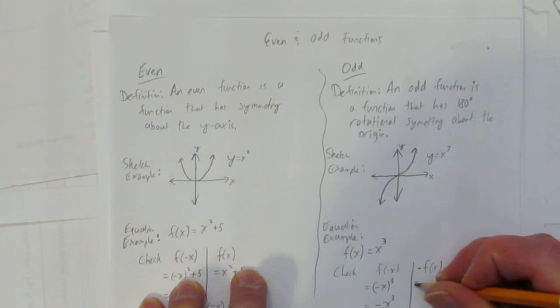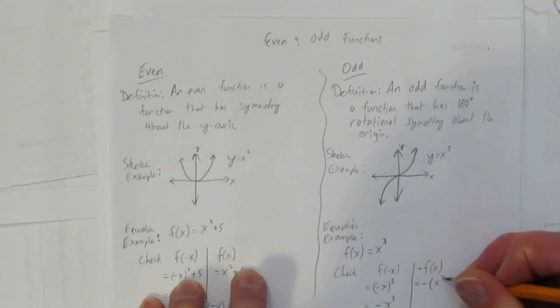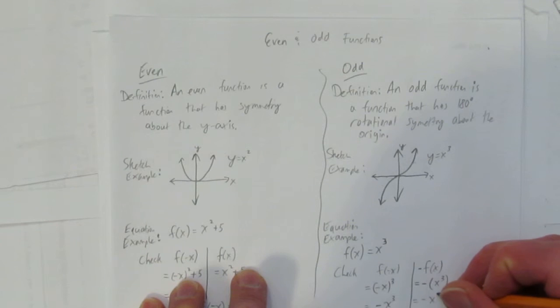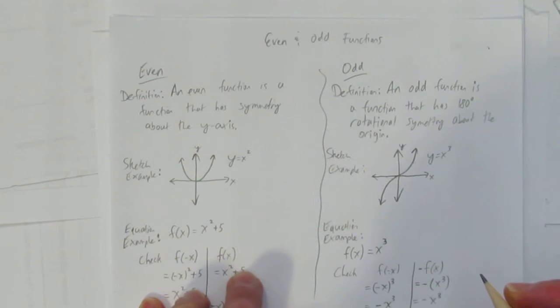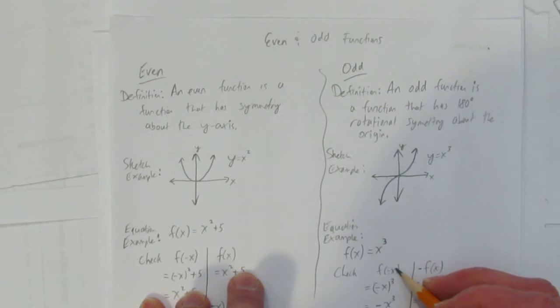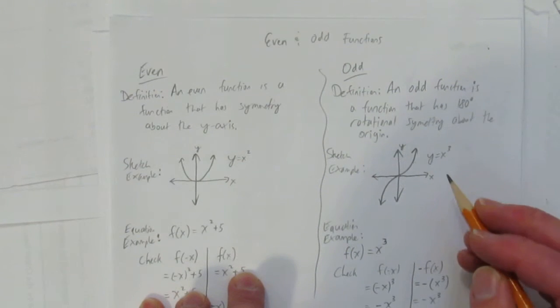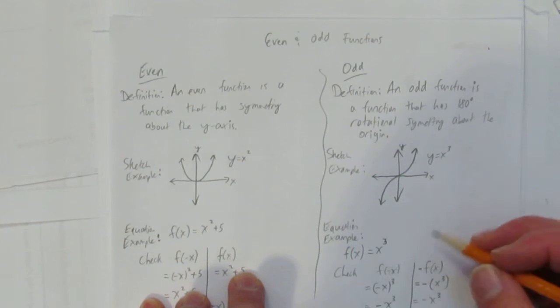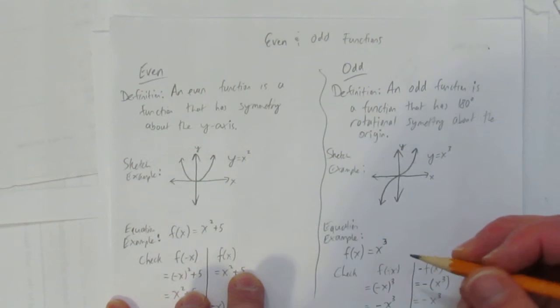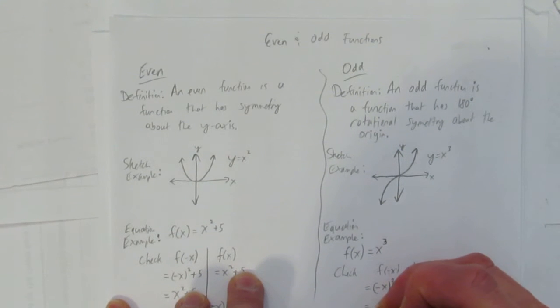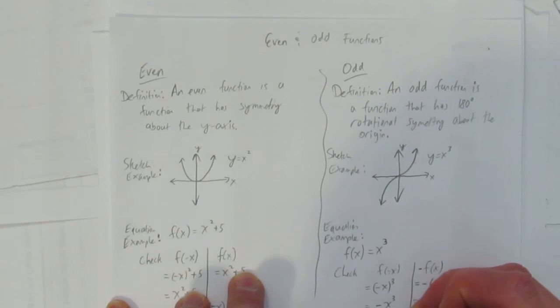On this side, we check what happens when you do negative f at x. You get negative f at x, which of course, when you have a negative times a function, it just makes the function negative. In other words, when you sub in a negative x into this equation, you get the same thing as putting a negative in front, and that's the definition of odd. And again, we write, since f at negative x equals negative f at x, therefore, it's odd.